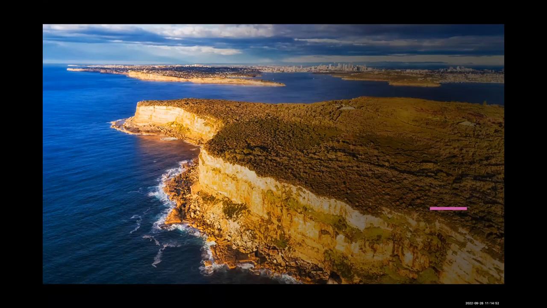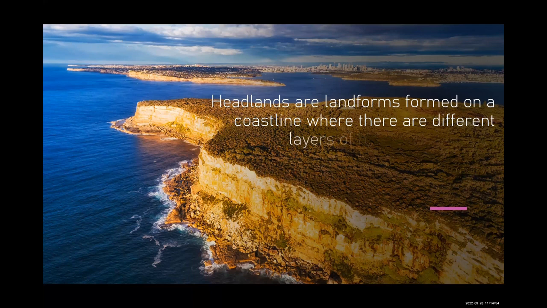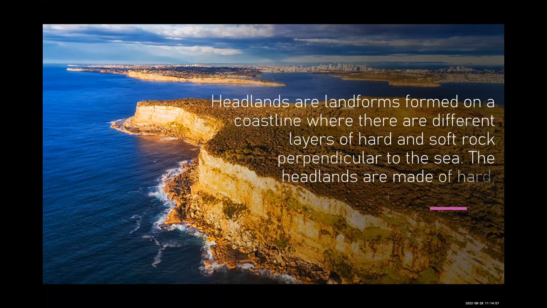So this is what we call a headland. A headland is where you've got a coastline, where you've got waves, and they meet different layers of hard and soft rock, but they're perpendicular to the sea. So the headlands are the resistant rock. Basically you've got waves coming this direction, right? And they've smacked into this coastline for some time. And as they do, they will erode the softest rock. And when they get to the hardest rock, they're having a harder time.